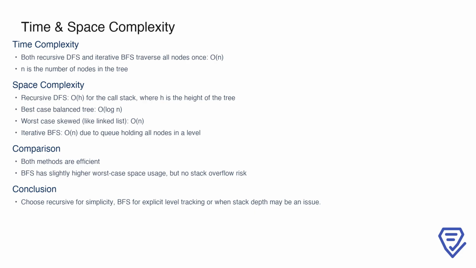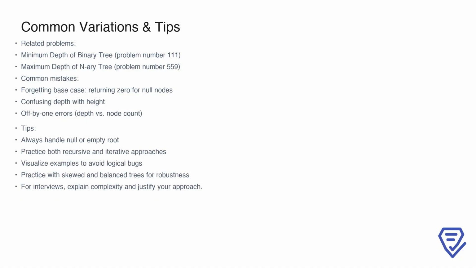The BFS method uses O of n space, because in the worst possible scenario, one level could hold up to n divided by 2 nodes. BFS avoids the risk of stack overflow, but may consume more memory. For most problems, recursion is your best choice, unless you need to explicitly manage depth levels or anticipate very deep trees. Let's discuss some helpful tips and common variations for LeetCode problem number 104.